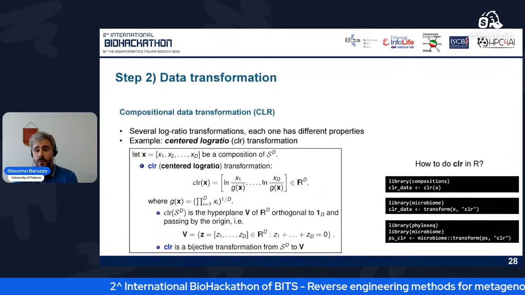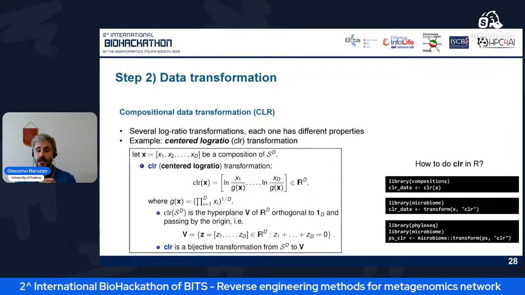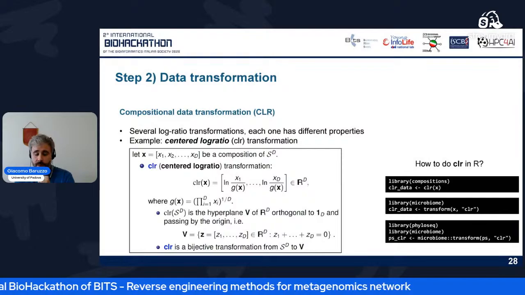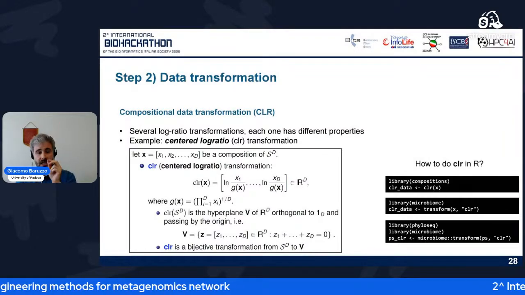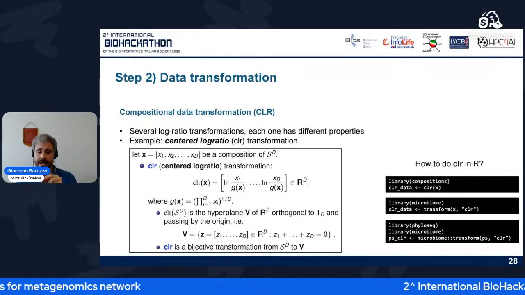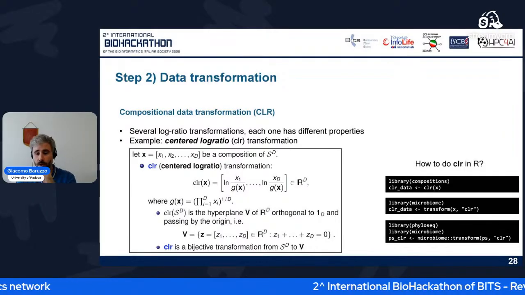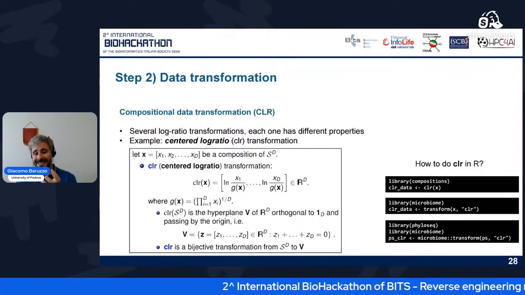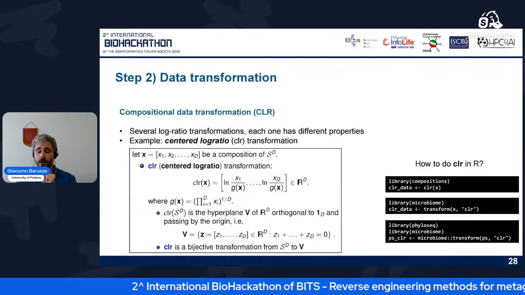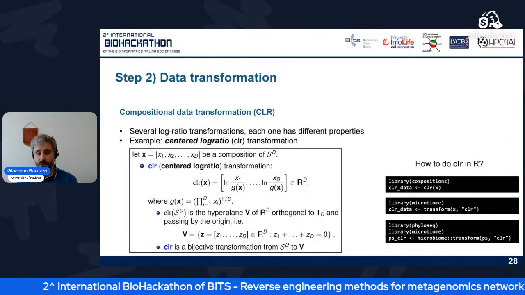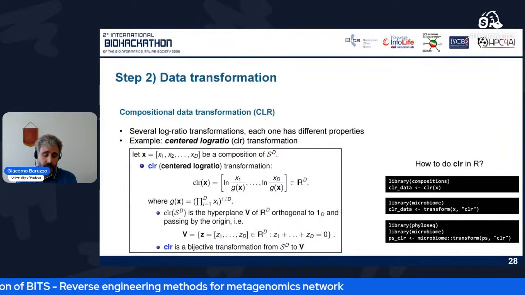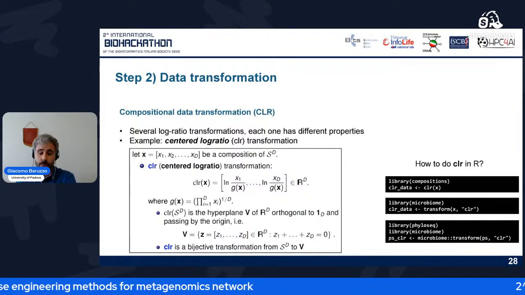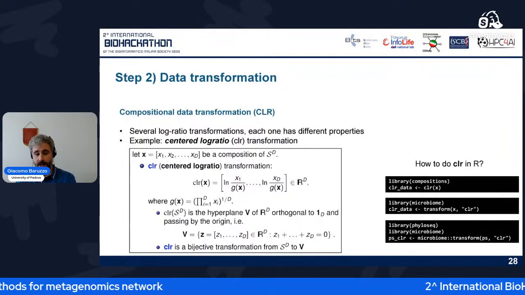The most famous one is for sure the CLR, the centered log ratio, where for each sample you transform each entry in the count matrix as the log of the raw count over a factor that is typically the geometric mean of your sample. Obviously, when you have a lot of zeros, the geometric mean will be zero, so you typically add a pseudo count or you perform it only on non-zero entries.